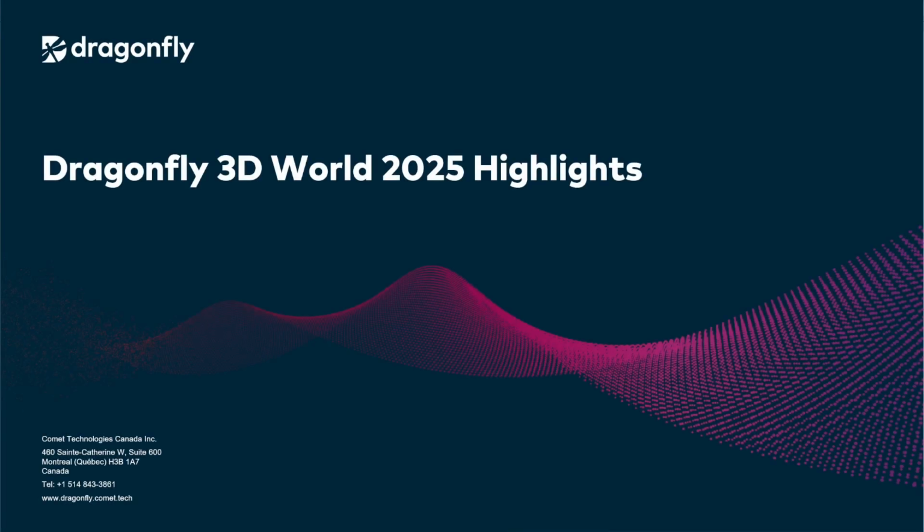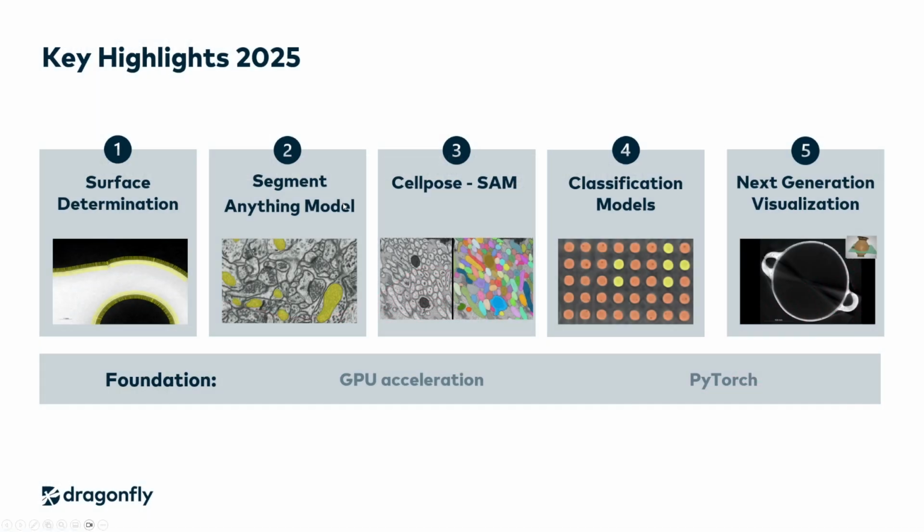This year, Dragonfly 3D World receives one of the most comprehensive updates in our history. Join us as we take you through a selection of some of the key highlights. Just some of the new features in this powerful new release are Surface Determination, Segment Anything Model, CellPose SAM, new classification models, a host of next-generation visualization features, and finally, several foundational improvements with GPU acceleration, particularly for filters and migration to PyTorch.